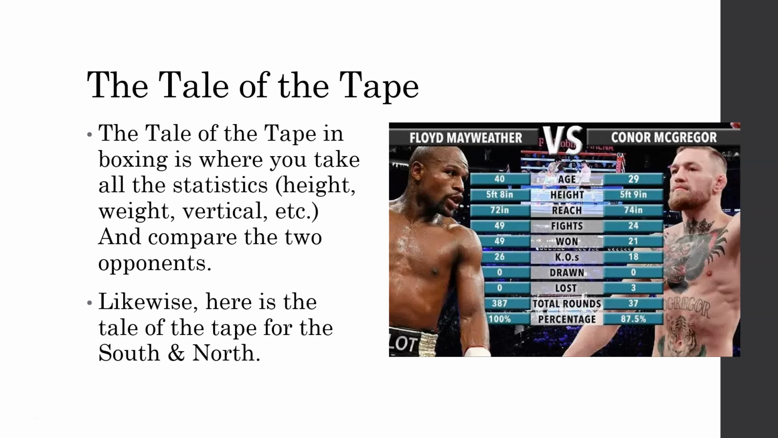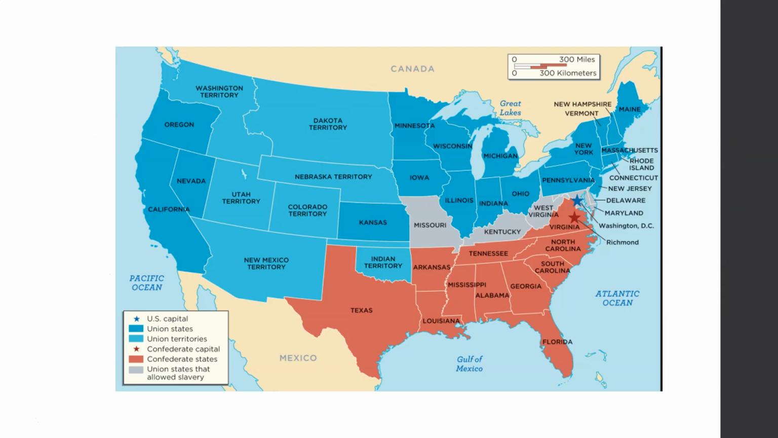Likewise, let's look at it from the North and South, just to give you guys an idea of who has the advantages. So here's our map of it. Everything in red is the Confederacy. Everything in blue is the Union. So obviously, as far as territory-wise, the Union has it. Everything in gray are the border states, by the way, the ones that were slave states that remained loyal, whether they chose to voluntarily or involuntarily.